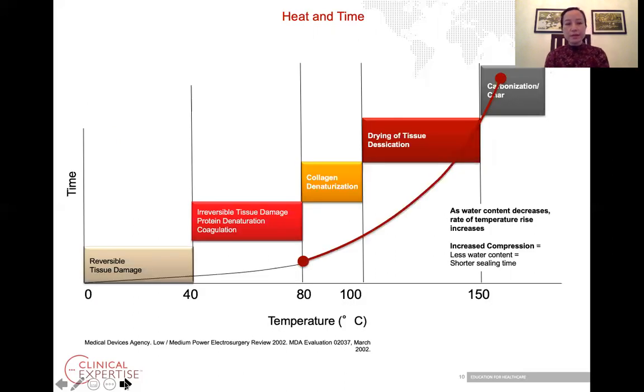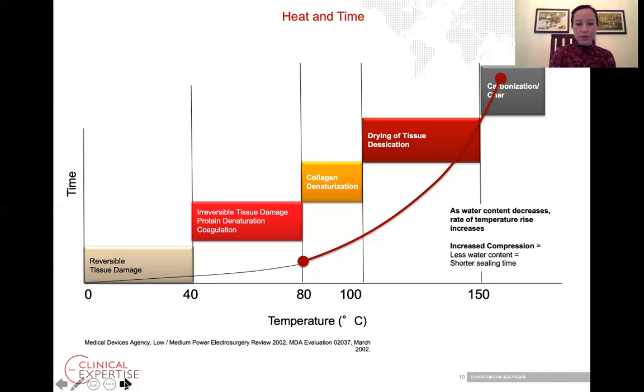What about heat and time? From this graph, you will see that tissue responds to heat in a very reproducible manner. Irreversible tissue damage occurs at 40 degrees Celsius. Collagen then begins to denature at 80 degrees Celsius and transitions into a desiccation phase beyond 100 degrees Celsius. Temperatures above 150 degrees Celsius result in carbonation and char buildup within the tissues.